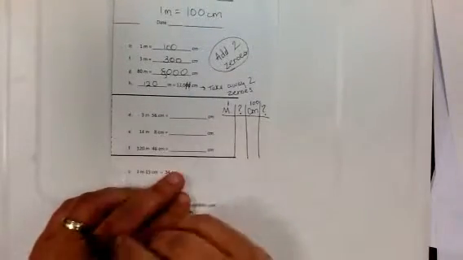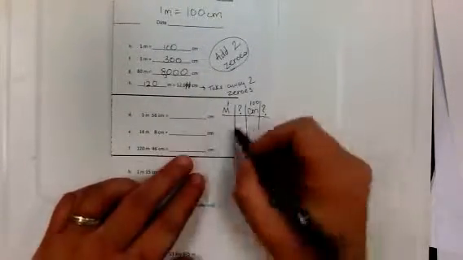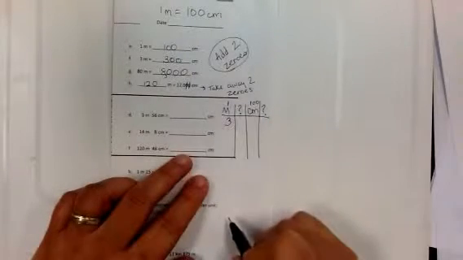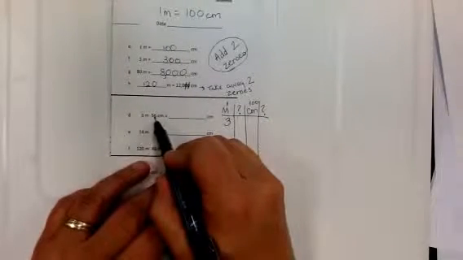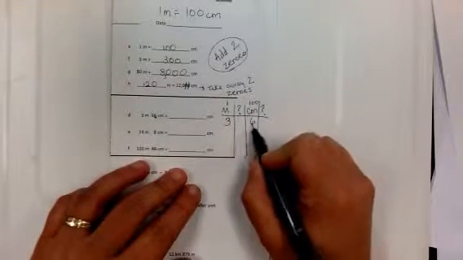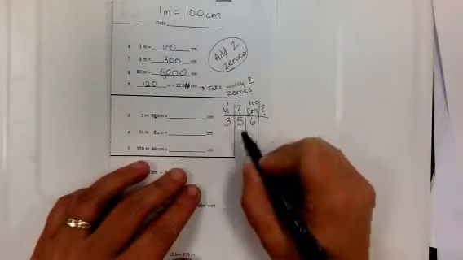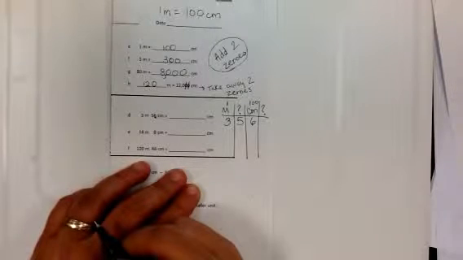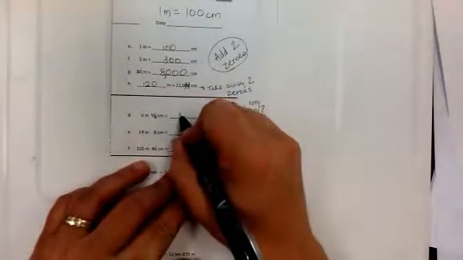Well, if I have 3 meters and 56 centimeters, 3 meters, and when you do 56, whatever number is right in front of the centimeter needs to be in the centimeter column. So 56, same thing as 356 centimeters.